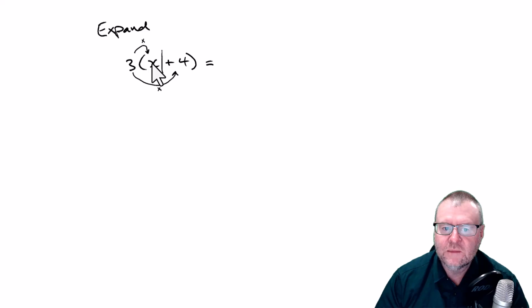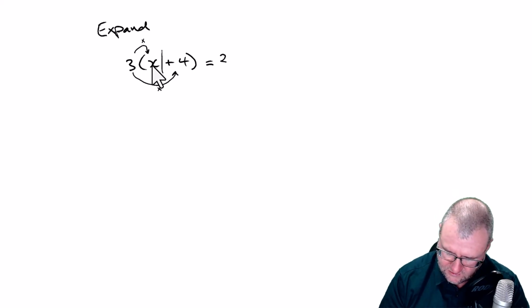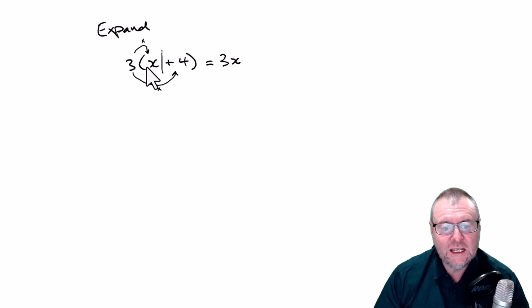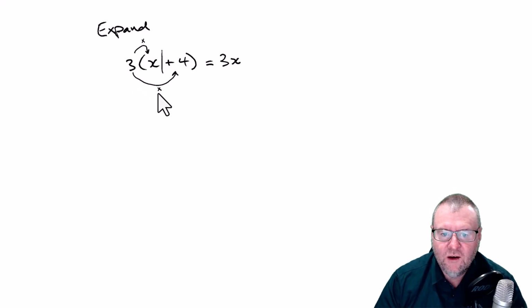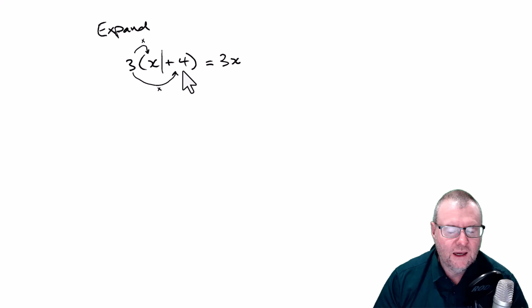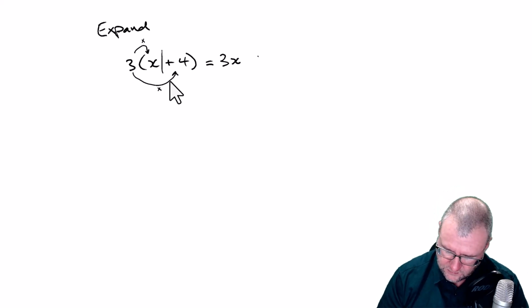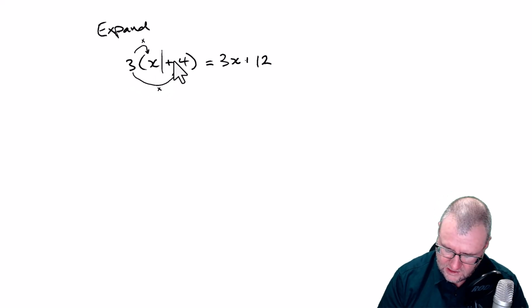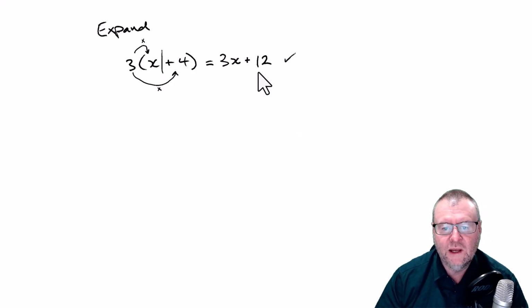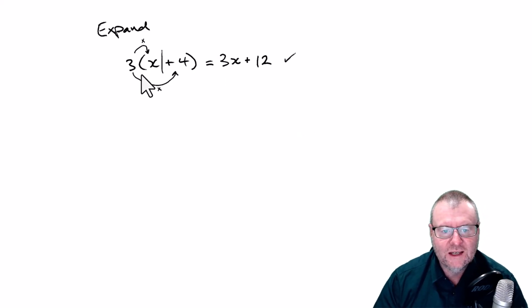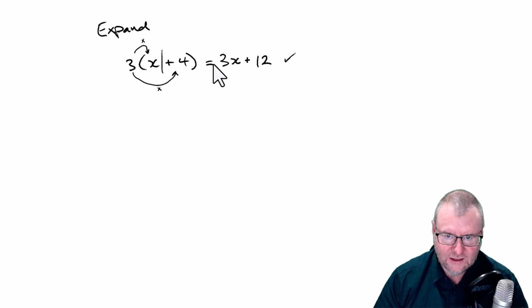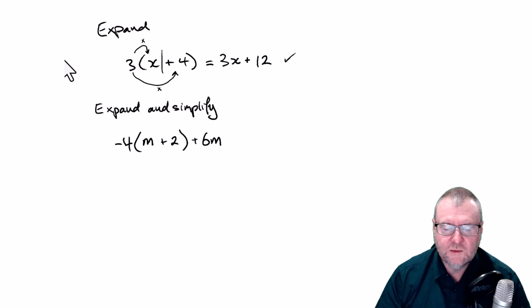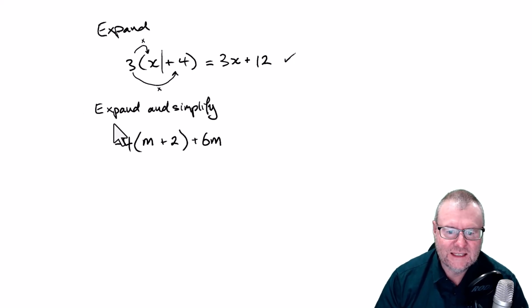So let's do the first one. 3 times x, the first piece, gives me 3x. My next multiplication is 3 times this second piece. And here's the process: do the numbers first. 3 times 4 is 12. It's a positive and a positive, so my answer will be a positive, and boom, we just expanded that. There's no brackets left in this. So this is the same thing as this. It's just been expanded.